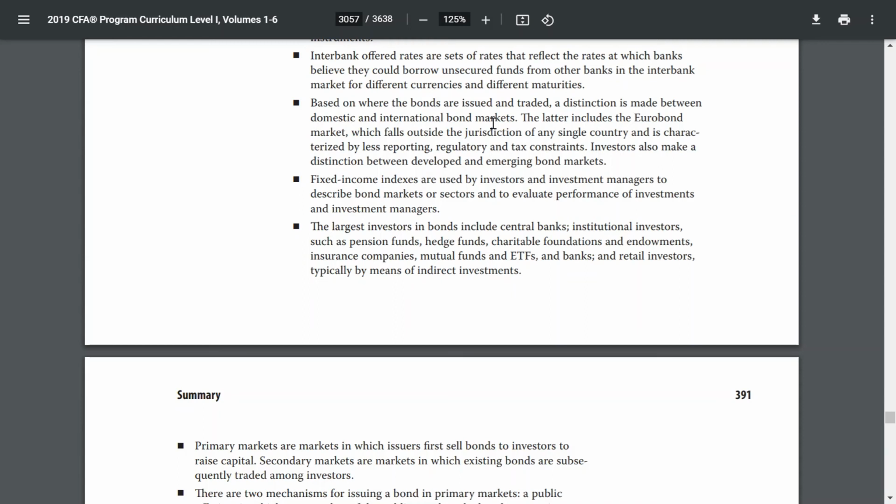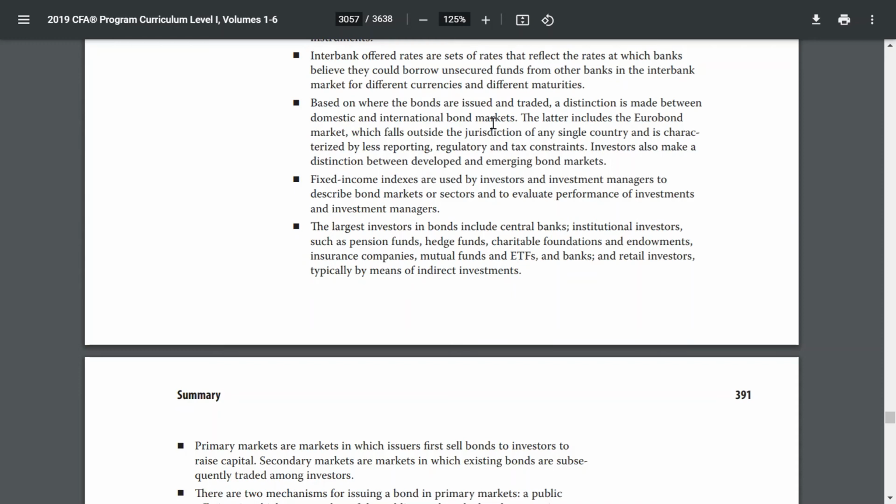Based on where the bonds are issued and traded, a distinction is made between domestic and international bond markets. The latter includes the Eurobond market, which falls outside the jurisdiction of any single country and is characterized by less reporting, regulatory, and tax constraints. Investors also make a distinction between developed and emerging bond markets.